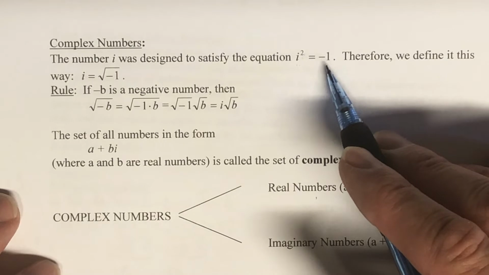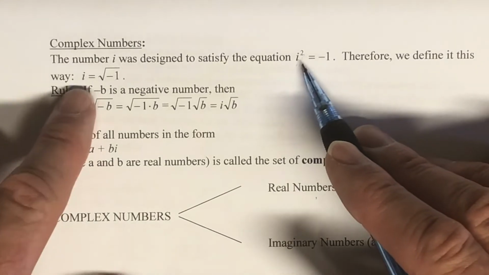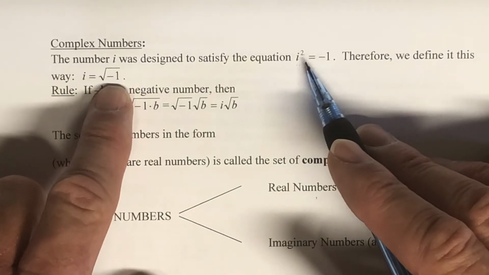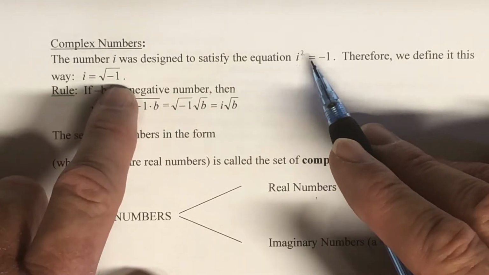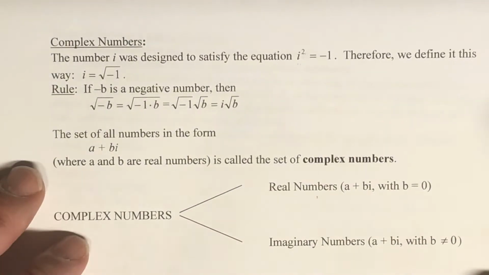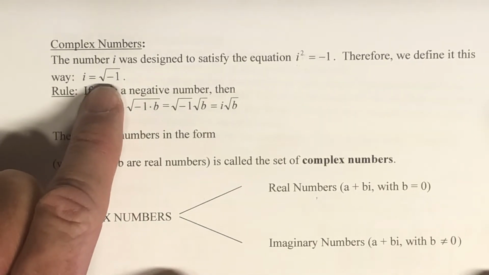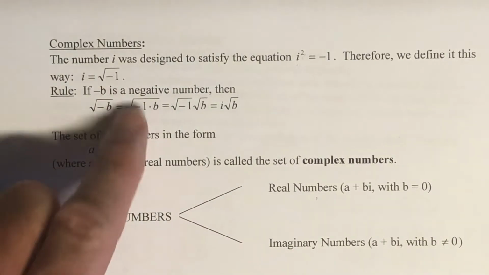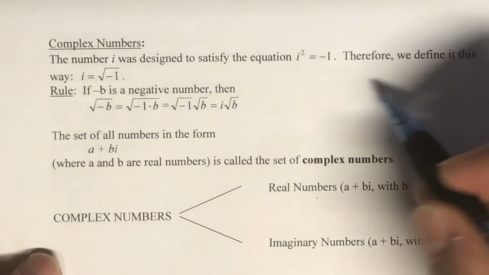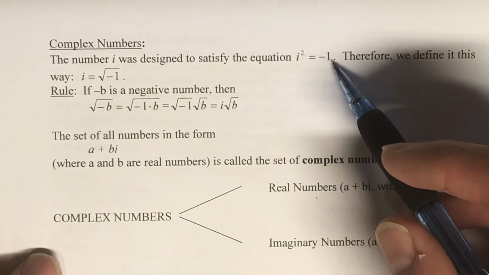And so therefore, we have this thing called the square root of -1. We call it i, though, because it's just easier to say i instead of square root of -1 every time we deal with i. And so we have this special name for square root of -1, and it's called i. So again, i is not a variable. It is equal to square root of -1, and when you square it, it is equal to -1.